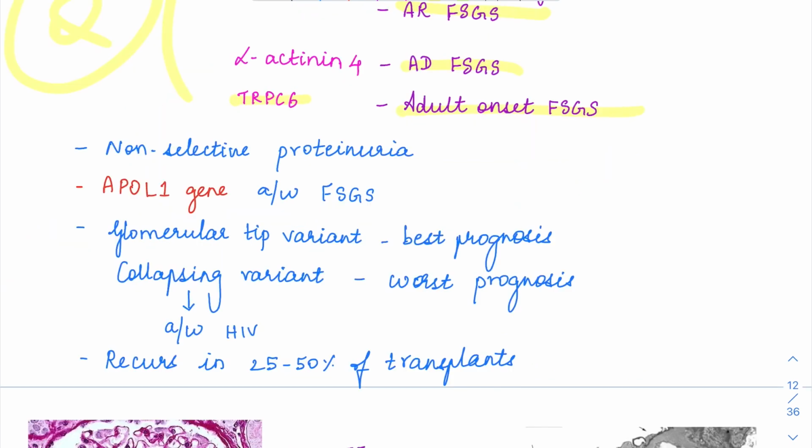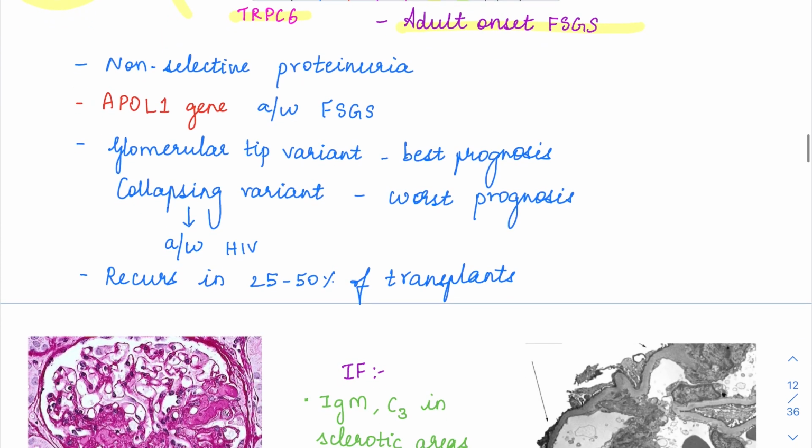And like I mentioned, it's a nephrotic syndrome. It is going to present with a non-selective proteinuria. Massive proteinuria will be present. And here there is a gene called apolipoprotein 1 gene, and that is also associated with FSGS. We have many variants of this FSGS.